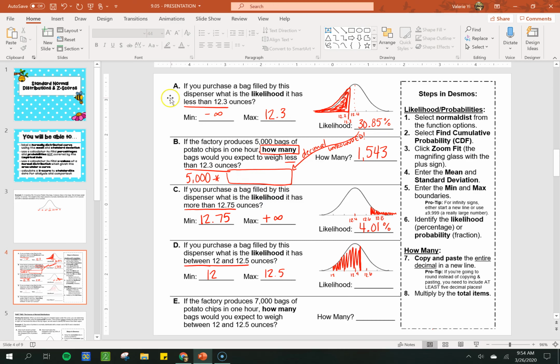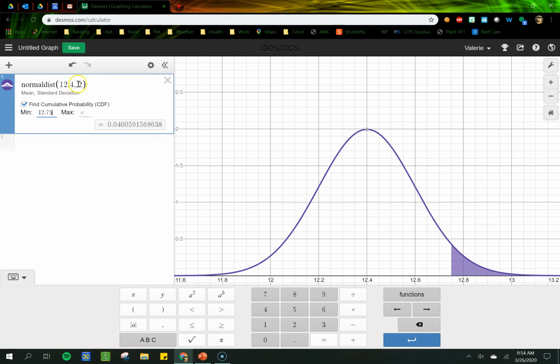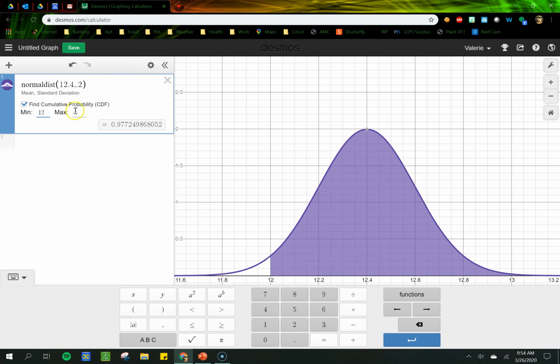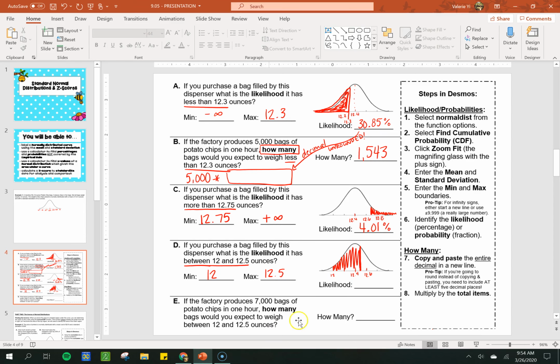So let's put that one into Desmos. Because this is the same problem now, I'm going to just remove that minimum and make it 12. And this maximum, I'm going to change it to that 12.5. You don't need to completely restart the problem every time if your mean and standard deviation are still the same. All right, so here I have 66.87% for that shaded region.